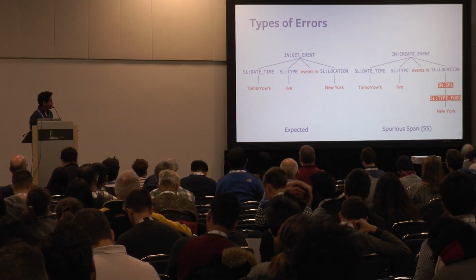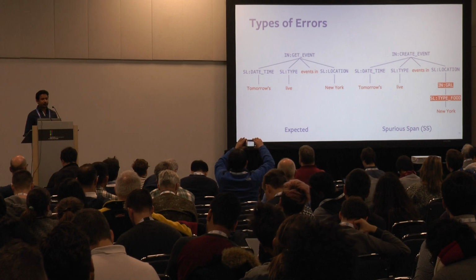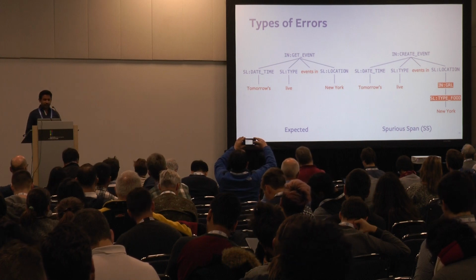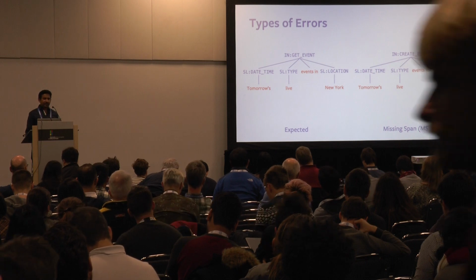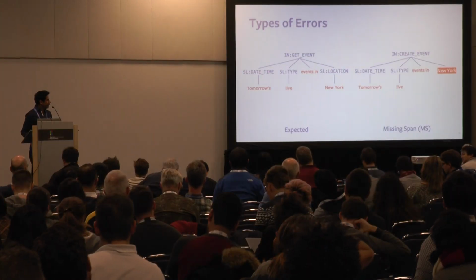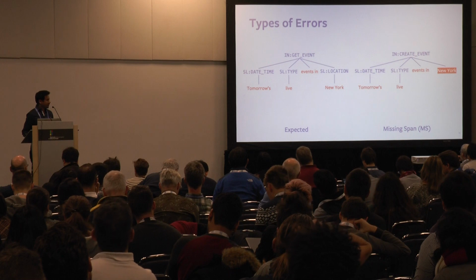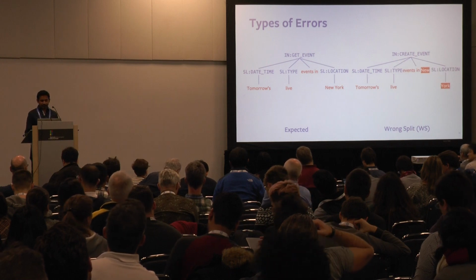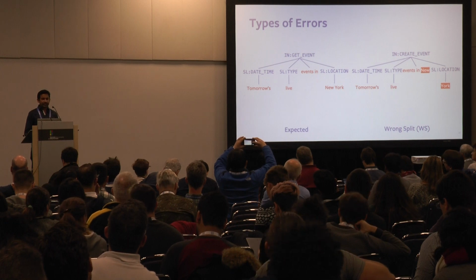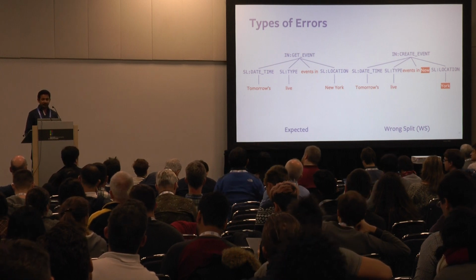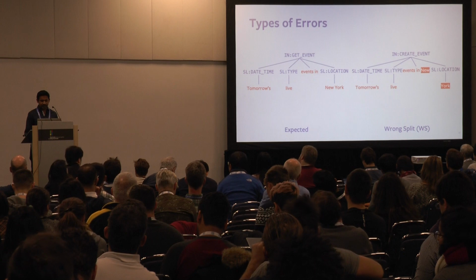For example, it could fail to detect that New York is a type of food, and that you should get the location of a restaurant which serves New York. You could miss this. For example, here we don't have a slot location, and New York is a direct child of a create event. You could have a wrong split. You could not realize that New York is one entity and split it across slots.